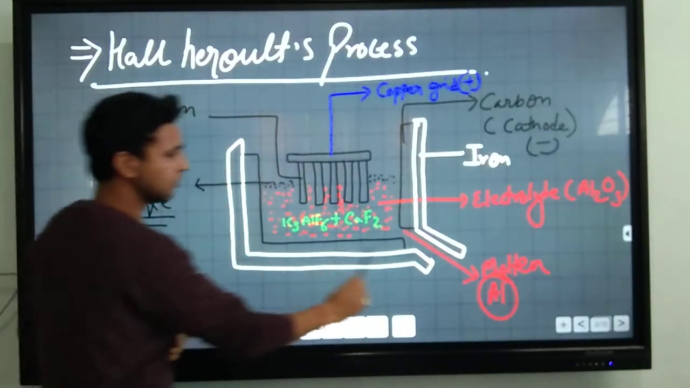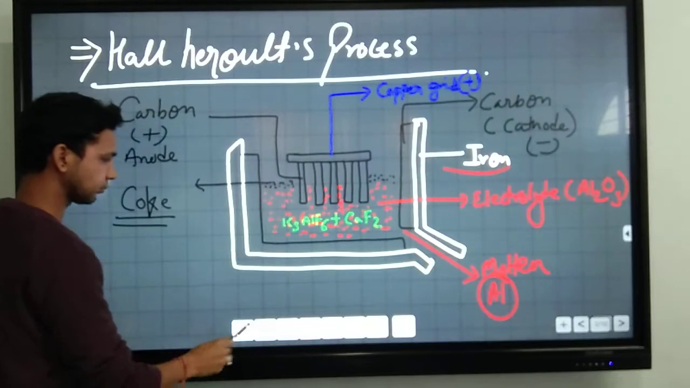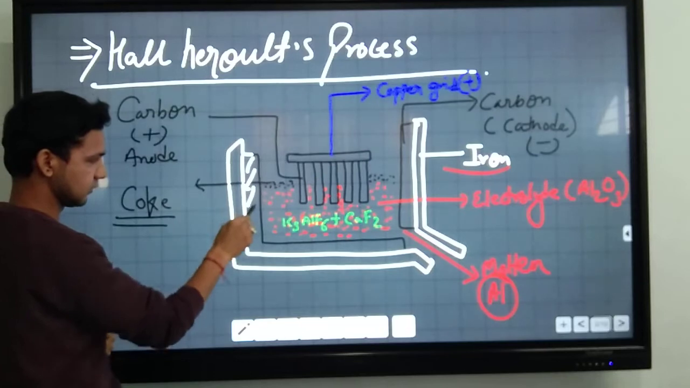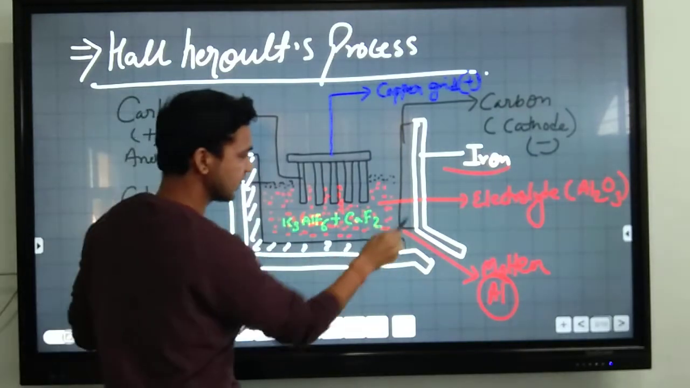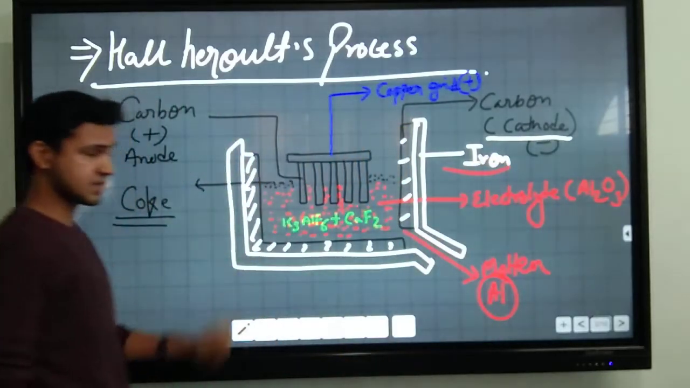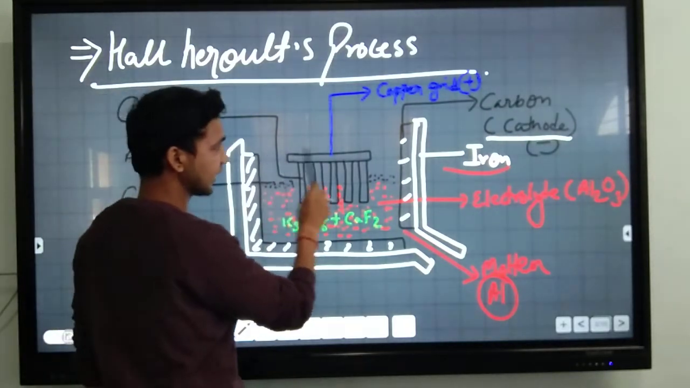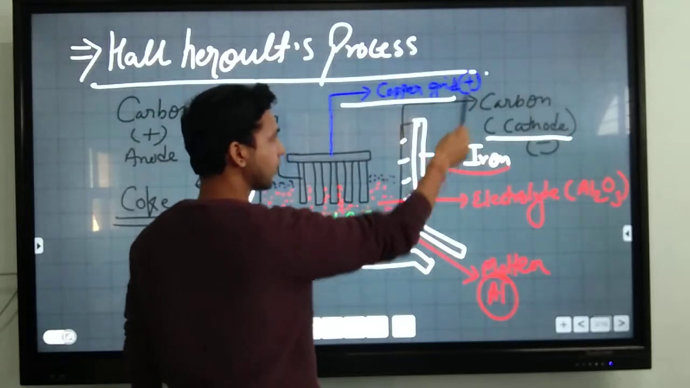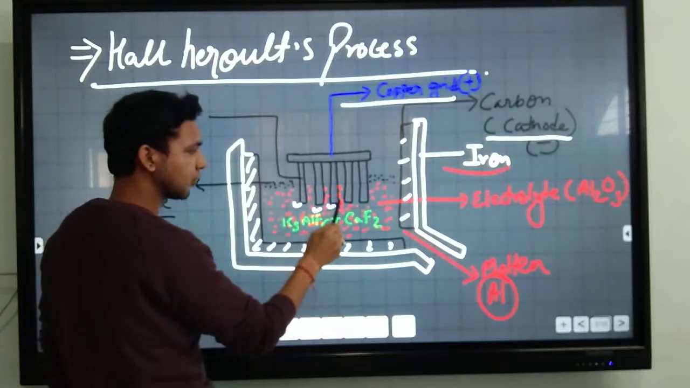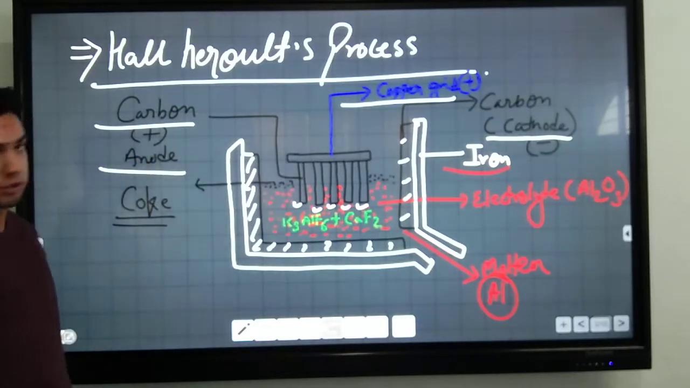So here we are taking a furnace. The outer part of this furnace is made of iron, and the inner side, the blackish layer, is made of carbon, and this carbon behaves like a cathode, containing a negative charge. Inside this, we are taking a copper grid. With the help of this copper grid, we are passing the electricity, and with the help of this grid, a large number of carbon rods are available here, and this carbon behaves like an anode.